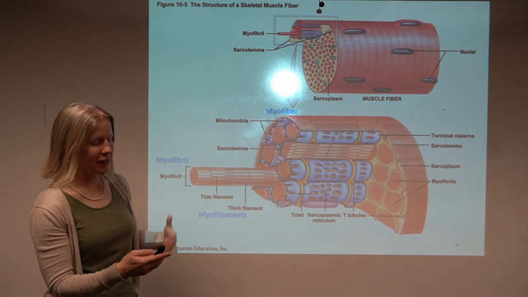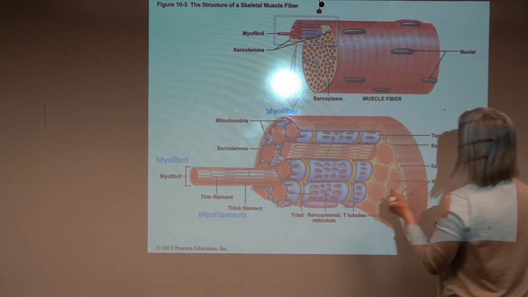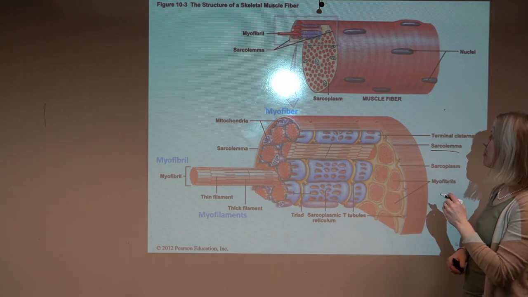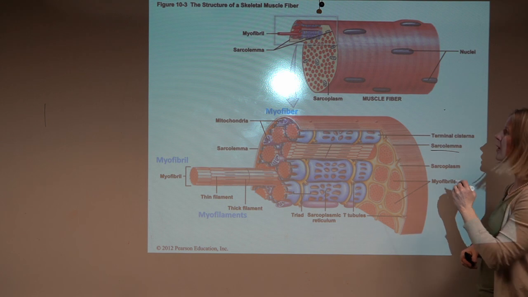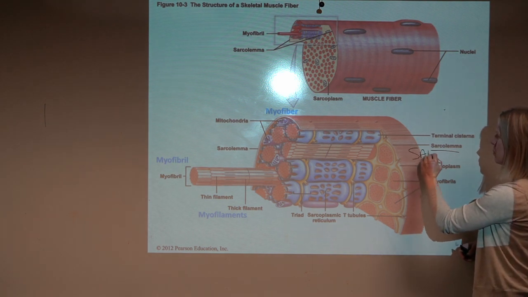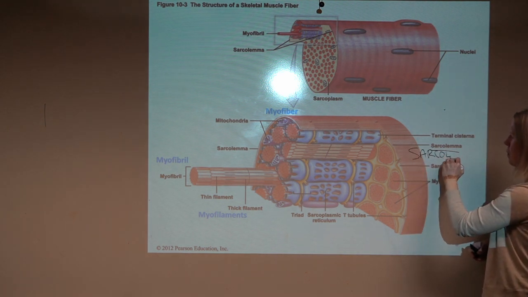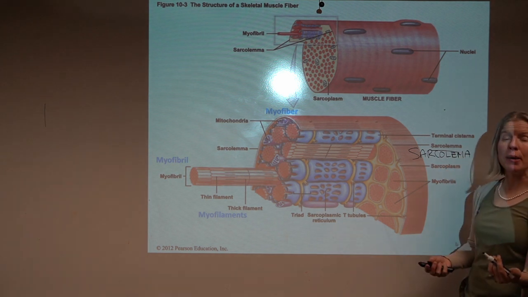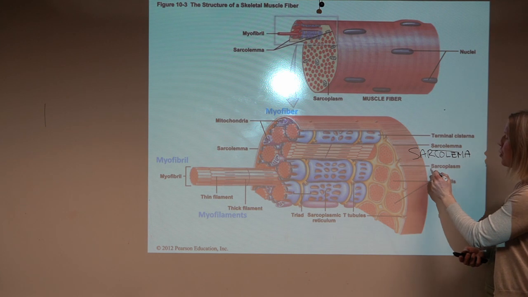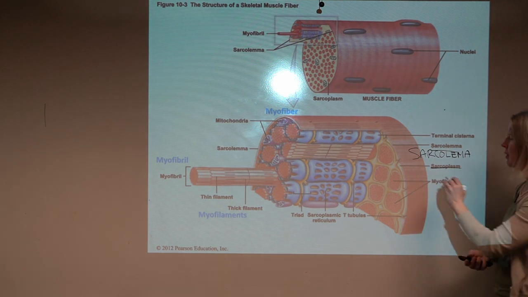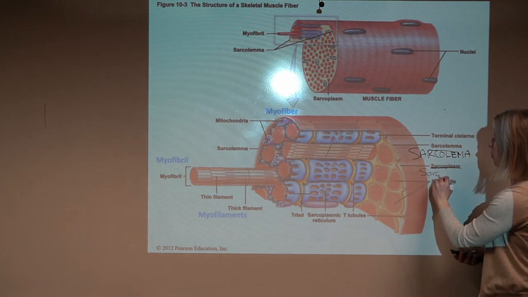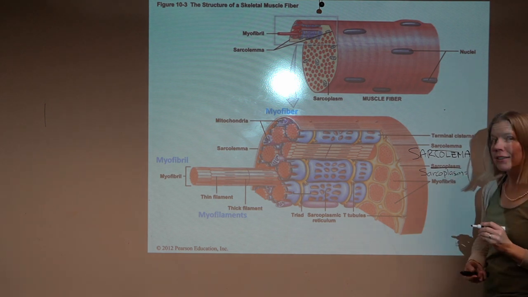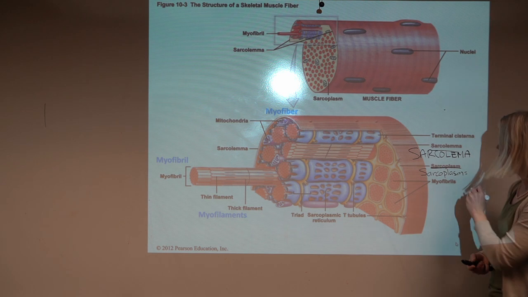Okay, it becomes more fun when we start to look at some of these structures. The cell membrane gets a new name. It is now called the sarcolemma. Sarcolemma is just another name for the cell membrane. The sarcoplasm, any guesses? It's the cytoplasm.